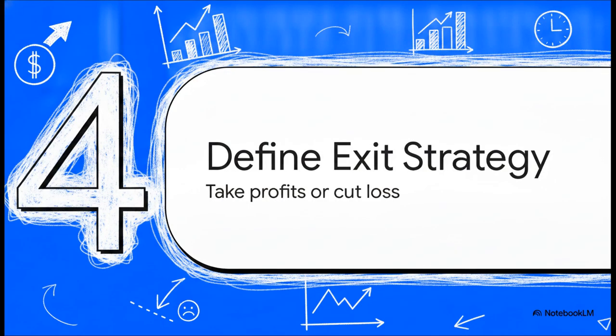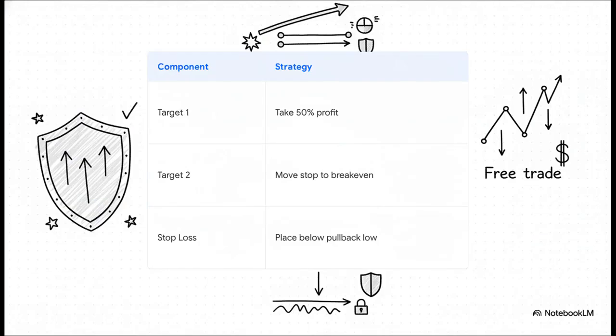Which brings us to step 4, defining your exit strategy. This breakdown of a professional trade plan is brilliantly defensive. When the price hits target 1, you don't let greed take the wheel, you take a partial profit, usually around 50%. Then, as the price approaches target 2, you move your stop loss right up to break even. The logic here is fantastic. By securing those partial profits early and moving your stop loss, you effectively eliminate your risk. It basically becomes a free trade.